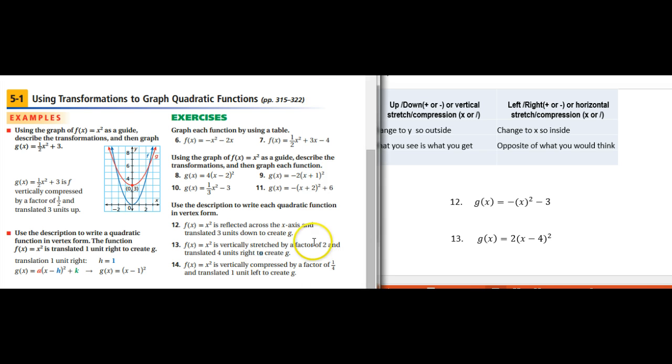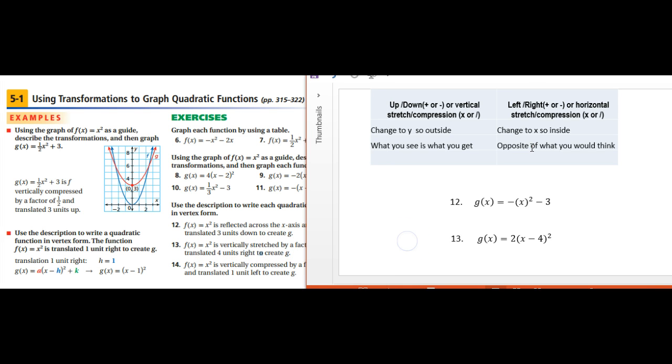The next part of the change is translated 4 units right. Since it's 4 units right, we're going to go here to our chart. Our left-right changes are over here. They're on the inside, and they're opposite of what you think. Since we're going right 4, we subtract 4. Okay? A lot of you missed these on the quiz. You might want to look back over your quiz. Double check your mistakes for how you do transformations. Pay attention to the formatting.